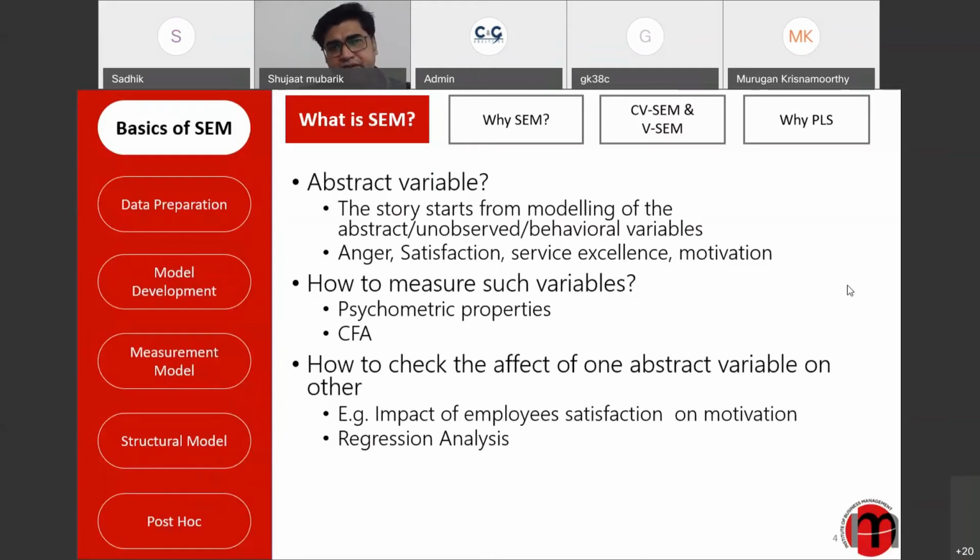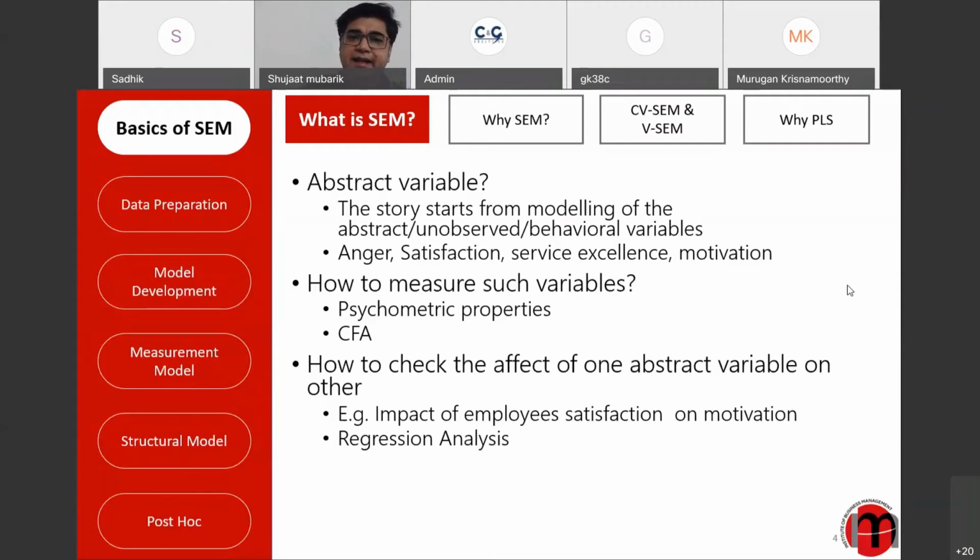So first they were doing the confirmatory factor analysis, and then after that, in order to see the impact of one variable on others, the regression analysis was done. So it was a two-step procedure in order to check the impact of one abstract variable on others. First the CFA was done, and then the regression analysis was put in place.